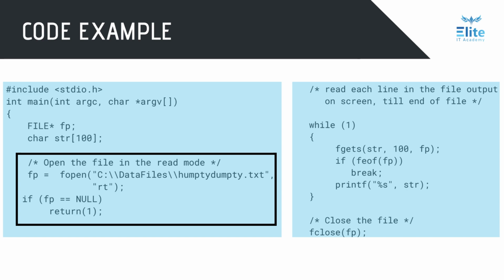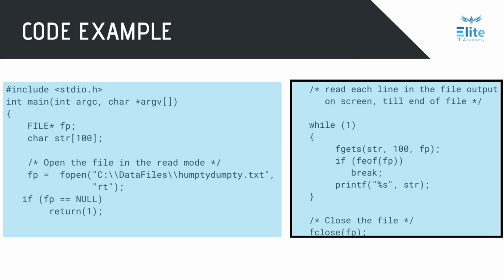The example shown here opens a text file in the read mode. If the file is not opened successfully, that is, the file pointer returned is null, it will exit the program. Otherwise, we will read one line of the text file and display the line on the screen. This continues until we reach the end of the file. If the function feof is true, then it breaks out from the loop and exits. The file is then closed and the program terminates.